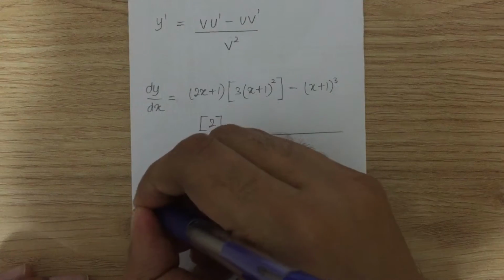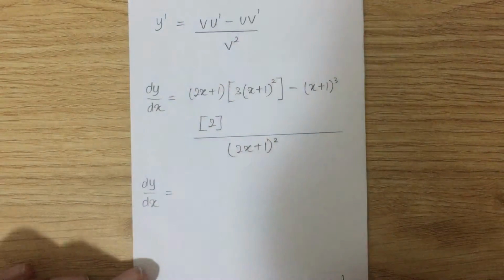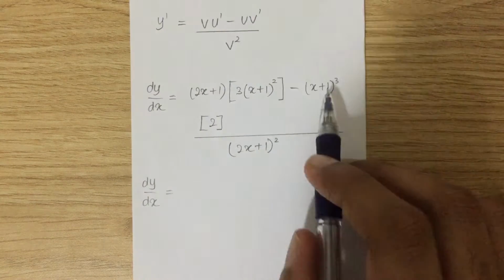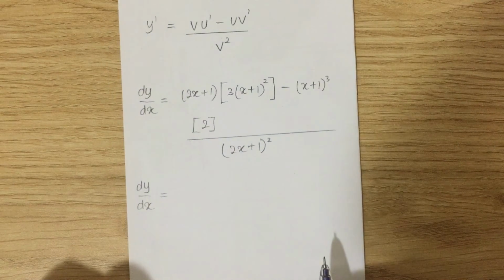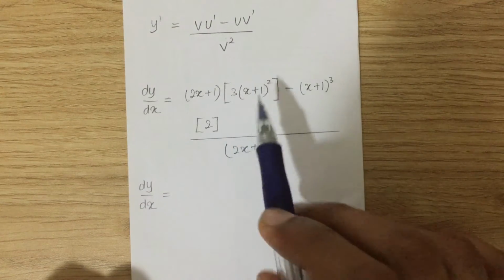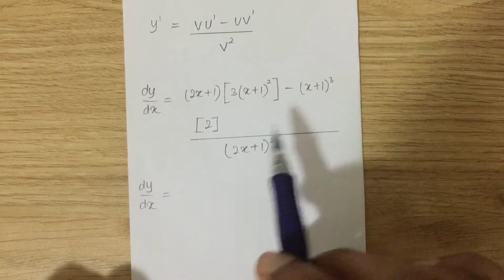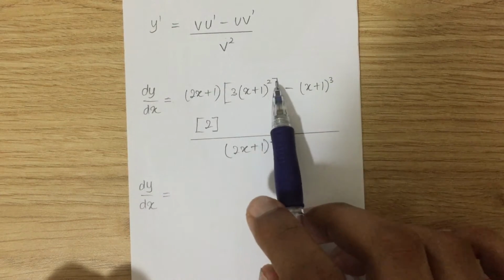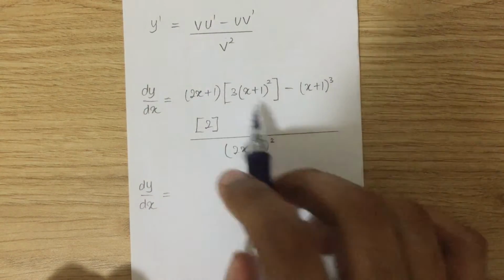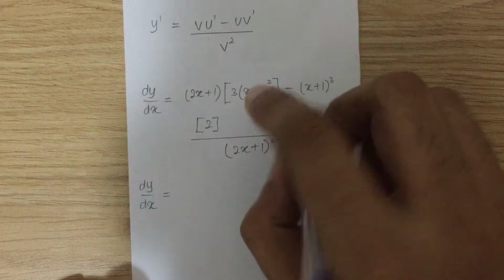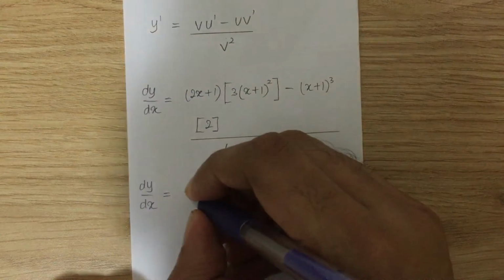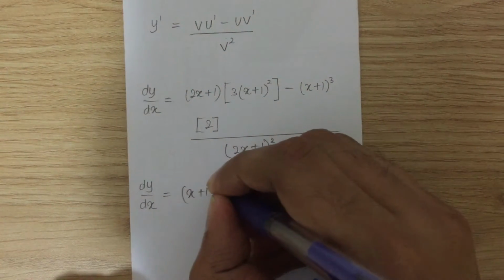So dy over dx will be equals to, in order to make our calculation easy, what I'm going to do is I'm going to factor out the numerator with the lowest power. Which one we need to factor out? In this case we can factor out the x plus 1, but you need to identify which is the lowest power. So in this case, (x plus 1) square is the lowest power, so we can factor that out. Why we do that? In order to make our calculation easier. So from here, (x plus 1) square, you factor that out.